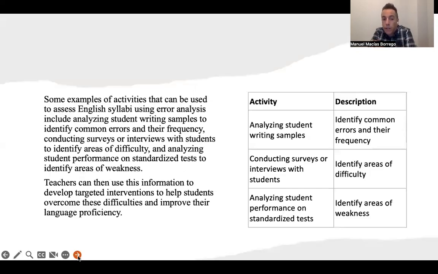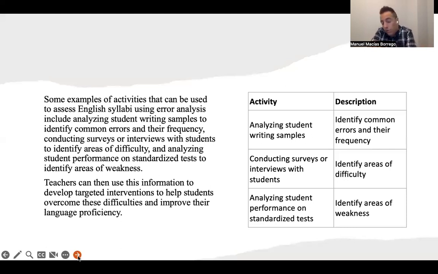Some examples of activities that we can use to assess English syllabi using error analysis include analyzing students' writing samples to identify common errors and their frequency. This is a very classical and canonical approach to error analysis. It can also be done by conducting surveys or interviews with students to identify areas of difficulty, and analyzing student performance on standardized tests to identify areas of weakness. These are a bit more innovative ways of introducing error analysis in lesson plans.